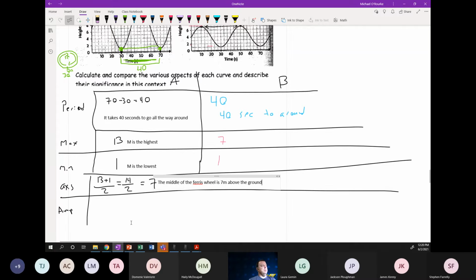And then my amplitude is, I'm going to do the minus now. 13 minus 1 divided by 2 equals 12 divided by 2 equals 6. And my context for that is the radius of the Ferris wheel is 6 meters. Okay, because since I go up 6 and down 6, right?